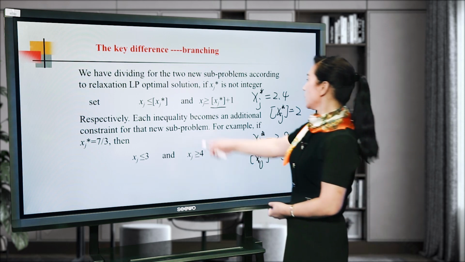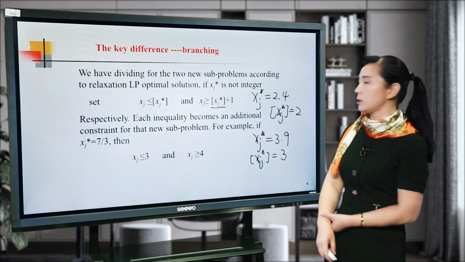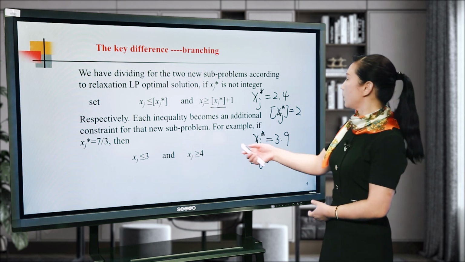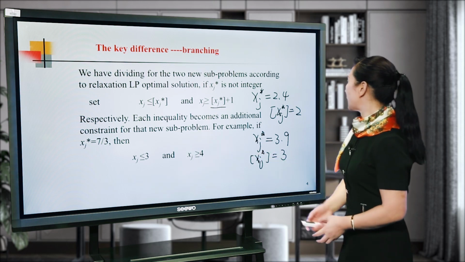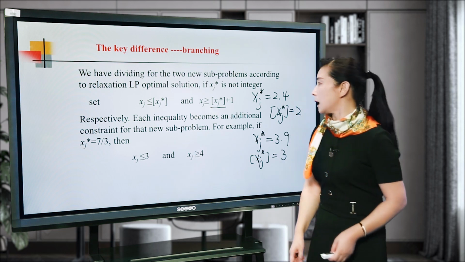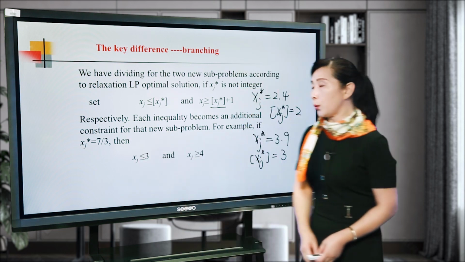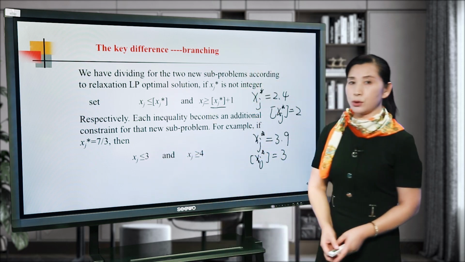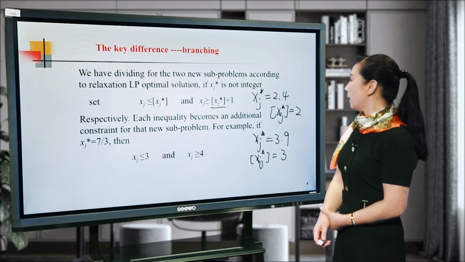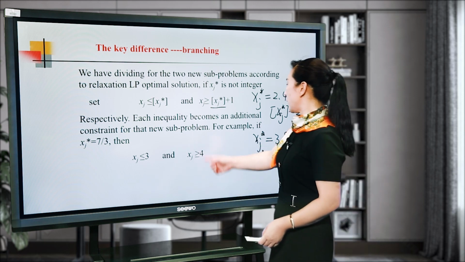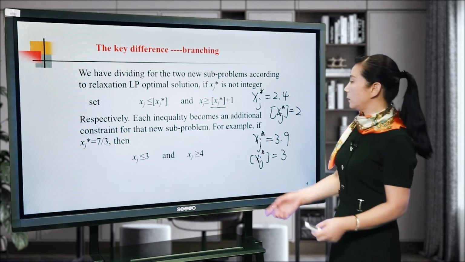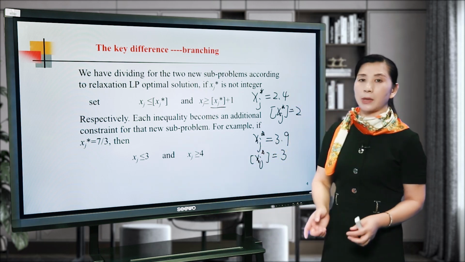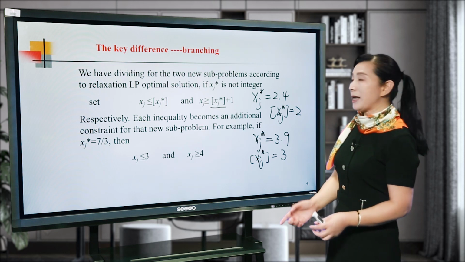Respectively, each inequality becomes an additional constraint for that new subproblem. For example, if xj is 7/3, we set xj less than or equal to 2 and xj greater than or equal to 3, and add these two constraints to the dividing branches.